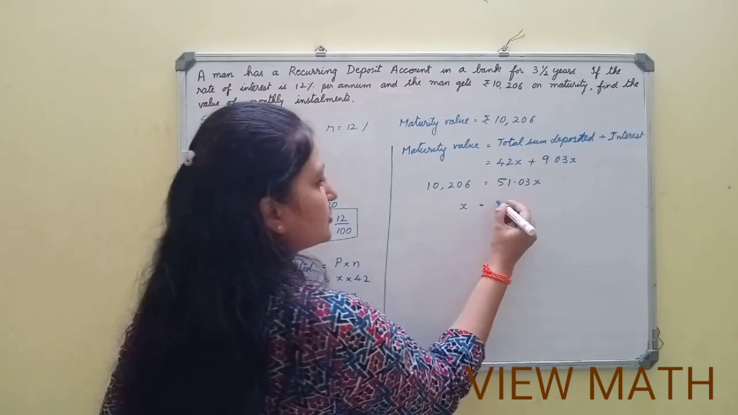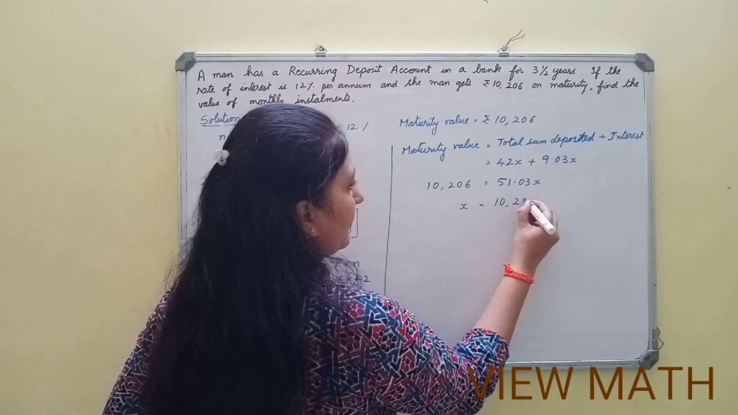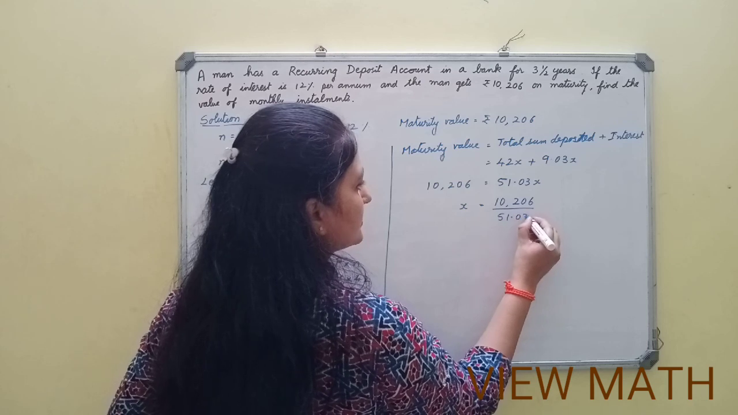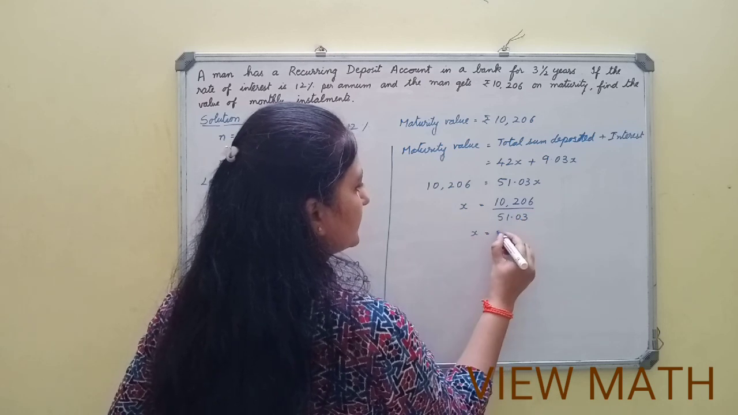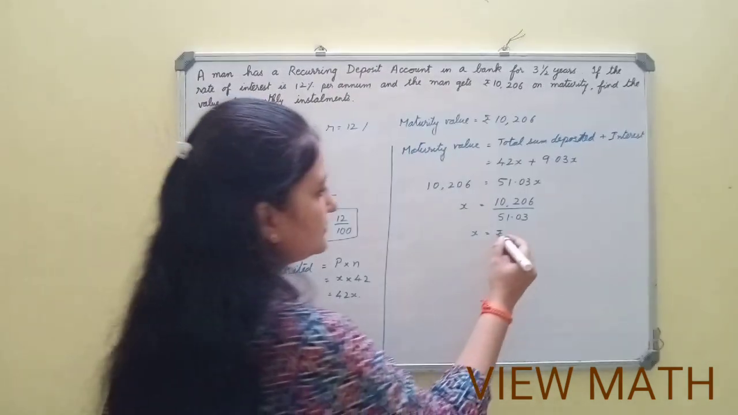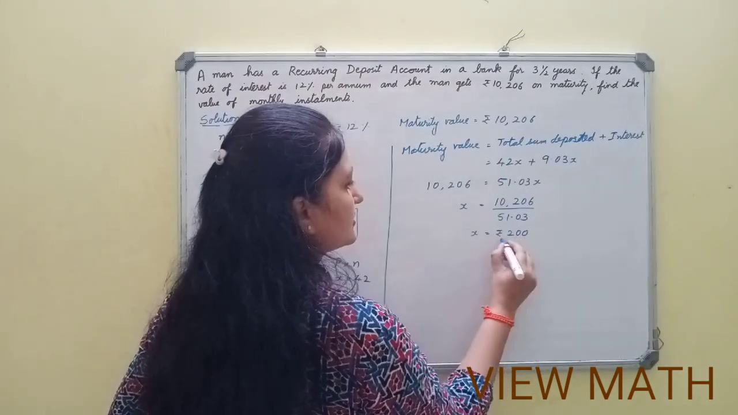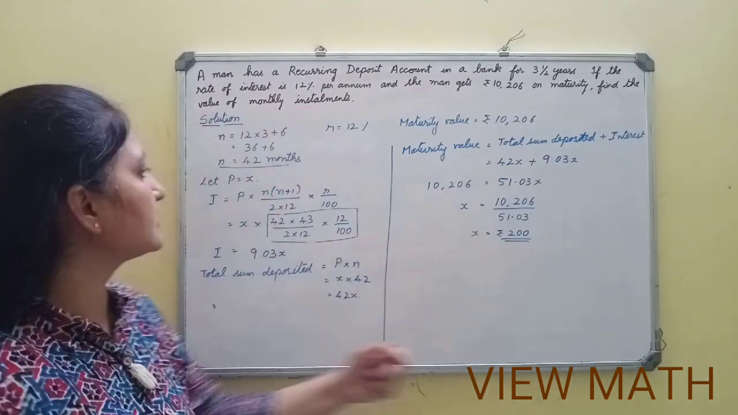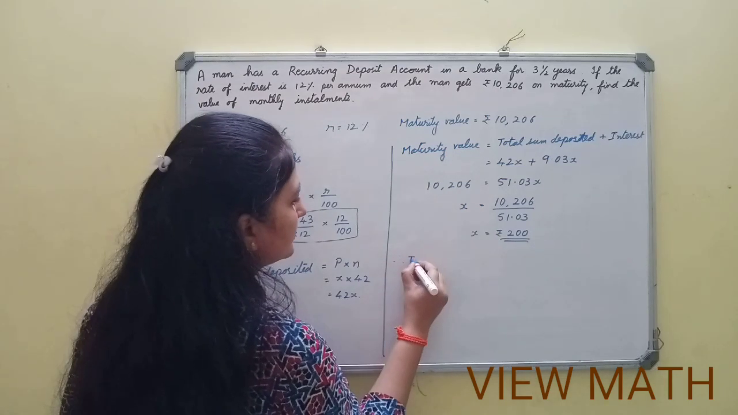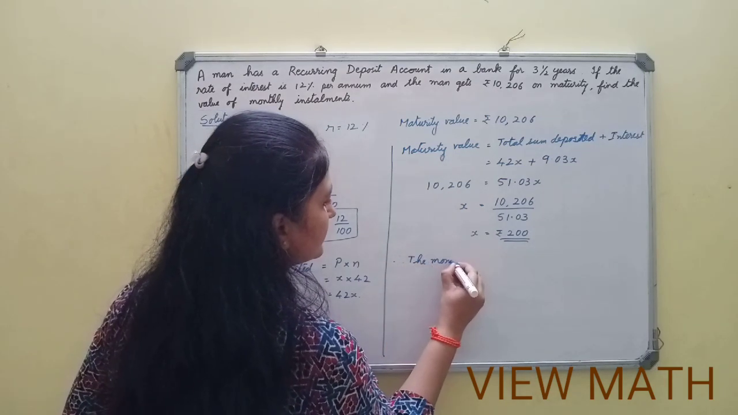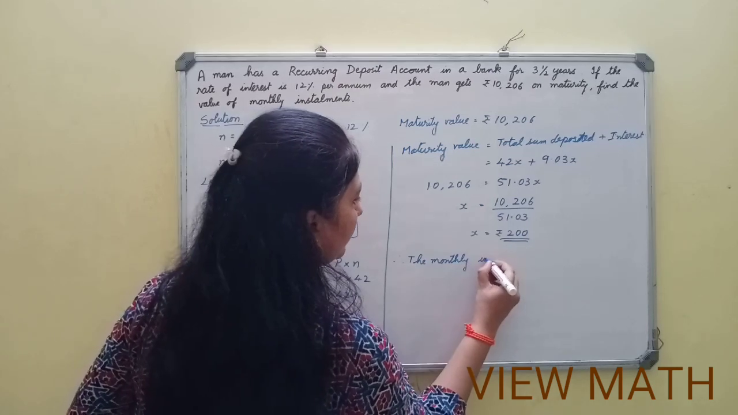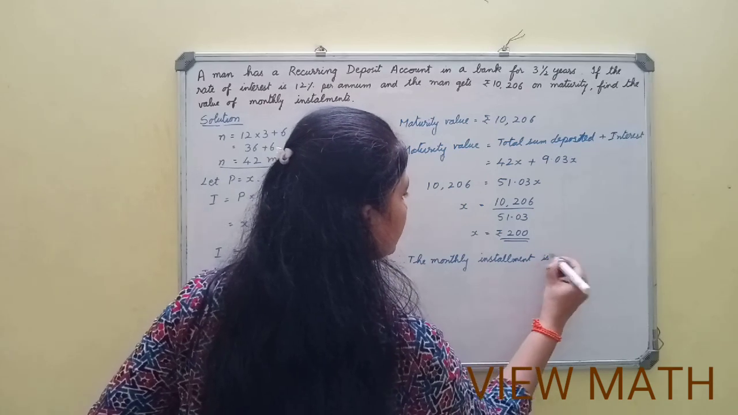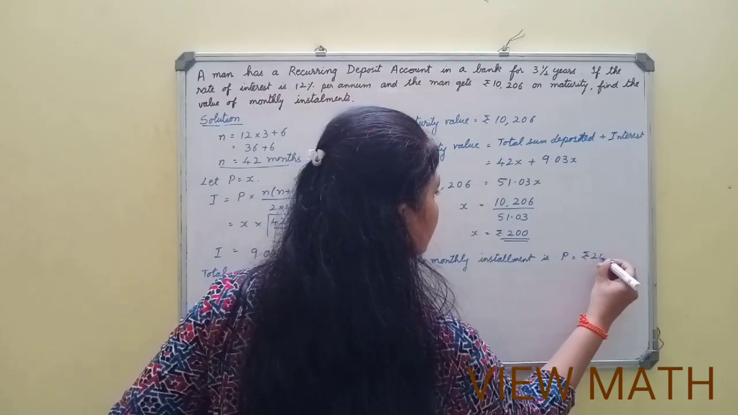So X is equal to, let me keep X, let me take this to the other side. We come to the denominator. 10,206 by 51.03. So if you calculate, you will be getting rupees 200. Do the calculation part by yourself. So this is the monthly installment, P value. Find the value of monthly installment. This is the P value. Therefore, monthly installment is P is equal to rupees 200.